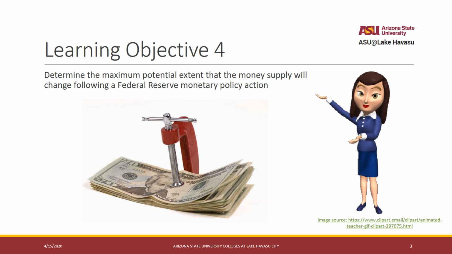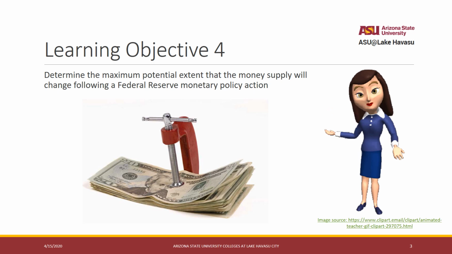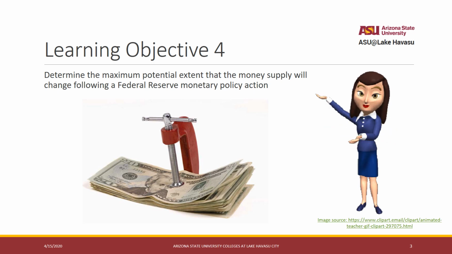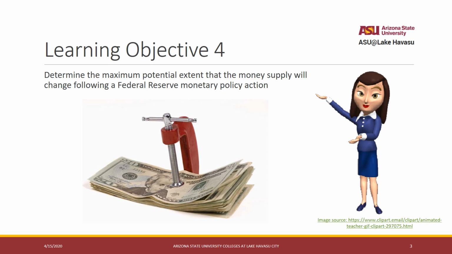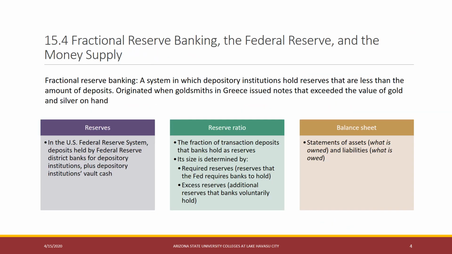Our fourth learning objective is to determine the maximum potential extent that the money supply will change following a Federal Reserve monetary policy action. So here we will be focusing on several things like fractional reserve banking and the Federal Reserve money supply. We'll understand various concepts like reserves, reserve ratio, and balance sheet.